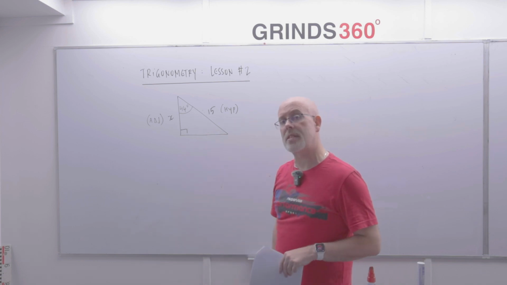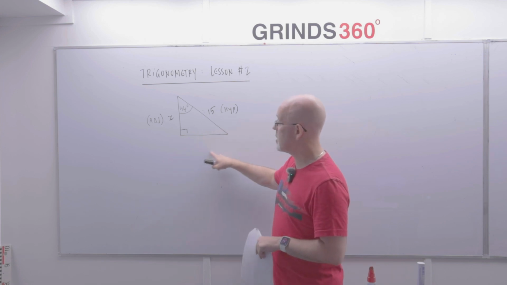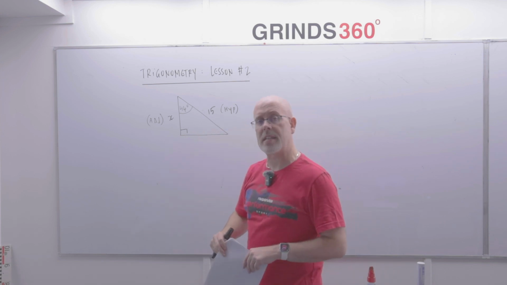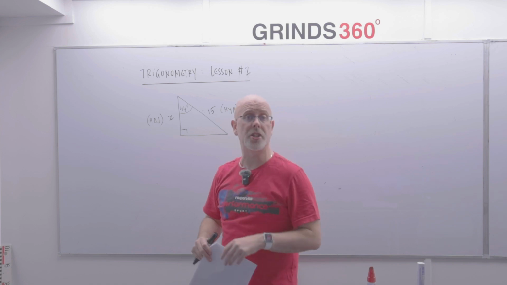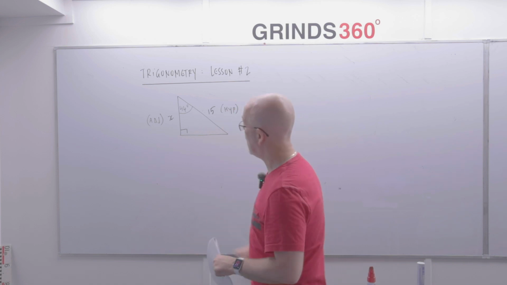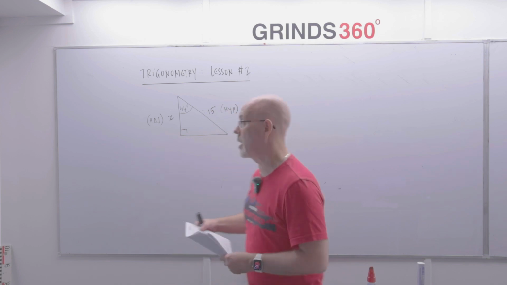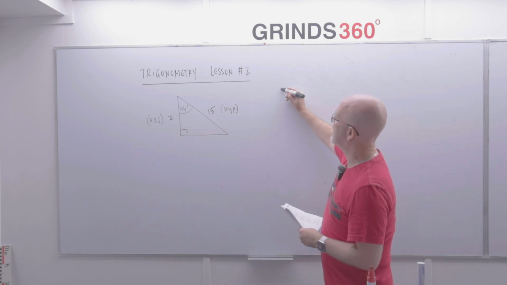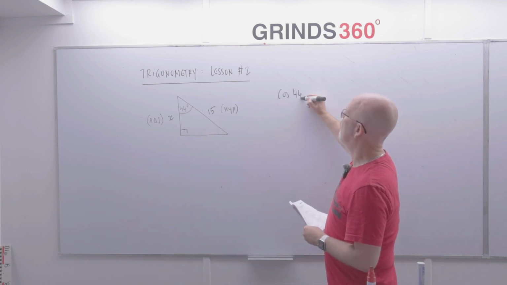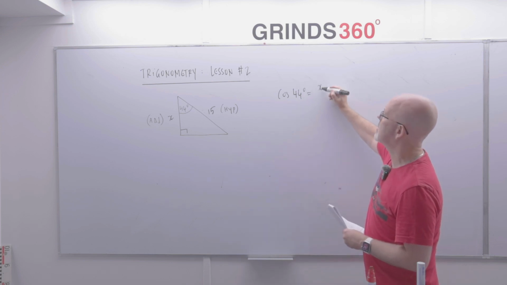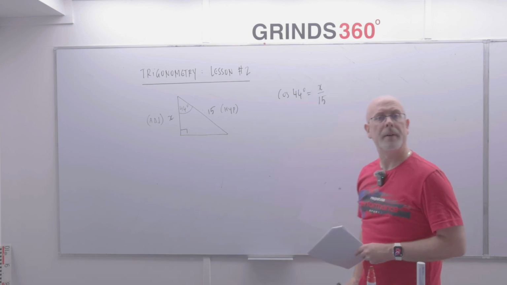There's no point using the sine ratio because the sine ratio uses opposite as well, and that's not in play in this question. So only one of the ratios will be using the 2 sides that you've got in this particular question. Because the 2 sides I've got here are the adjacent and hypotenuse, the ratio I'm using is the cosine ratio. So if I write that down, cosine 44 degrees is equal to adjacent over hypotenuse, which is x over 15.